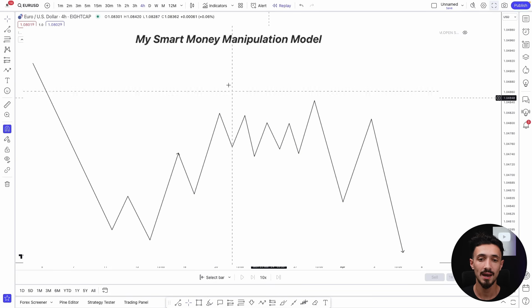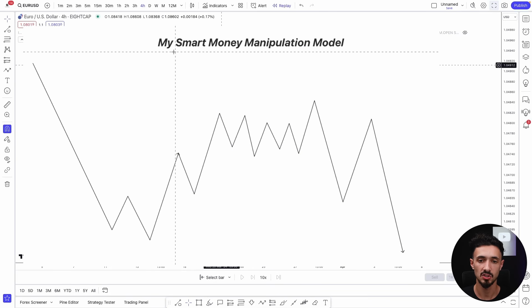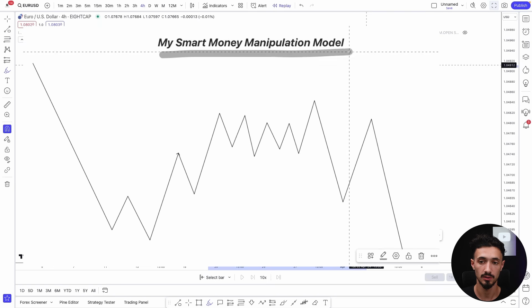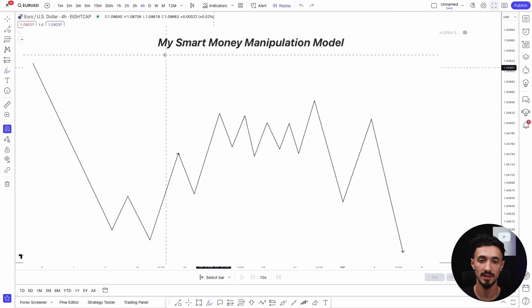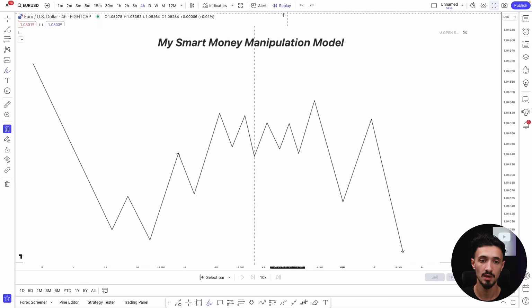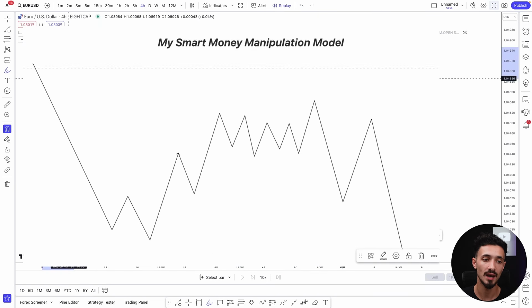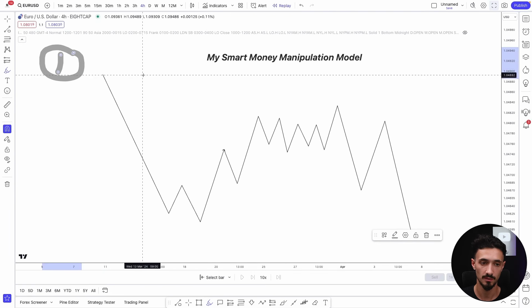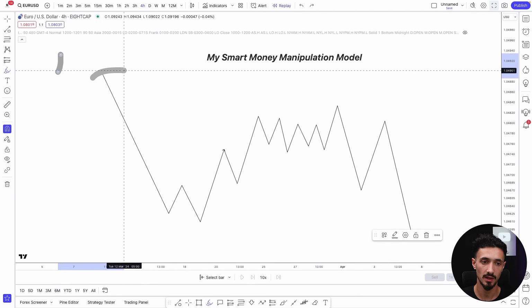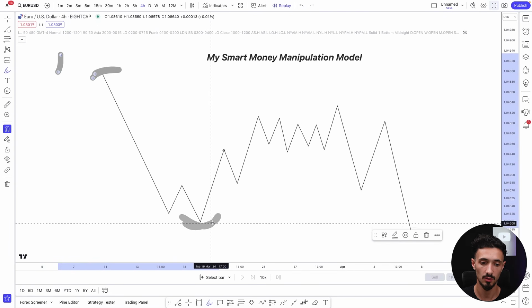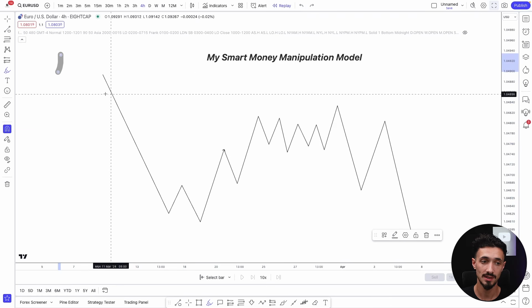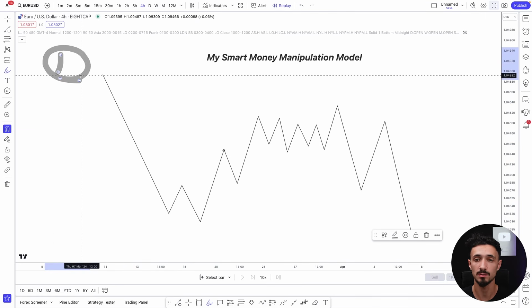So by now, you probably guessed it. My smart money manipulation model is actually a very, very simple one to understand. And this is just a recap from what we've just gone through. Step number one is identifying market structure. So we know that we have swing high to swing low. So we're bearish, right? So that's step number one. Am I bullish or am I bearish? What's my bias? Higher prices, lower prices. The way to identify that is market structure.